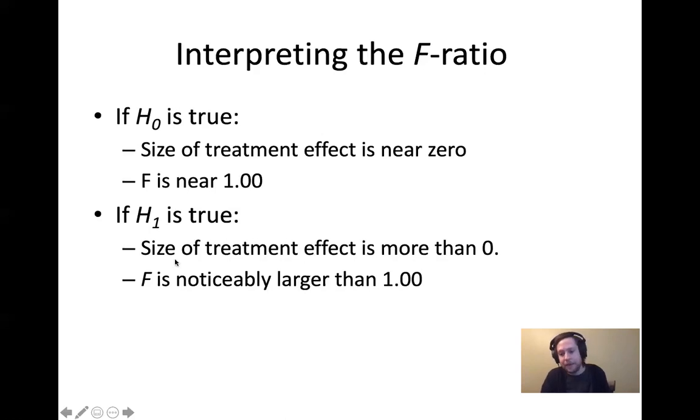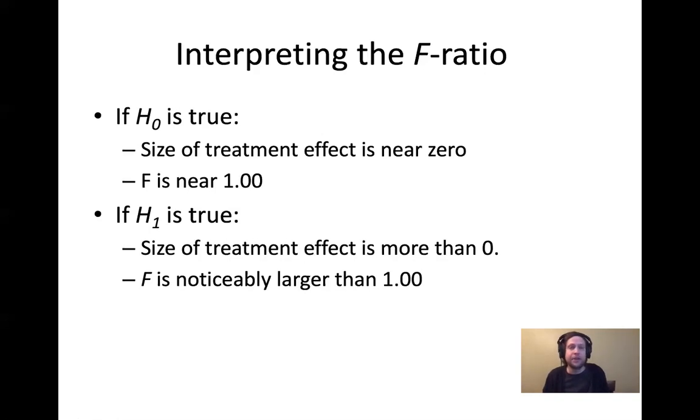The more likely you are to have a significant effect, the further away your F gets from 1, that is, the bigger your F gets. In this way it's the same as z and t, because for z and t, the further your test statistic gets from 0, that is, the bigger your z or t gets, the more likely you are to reject the null hypothesis and say that you have a significant effect. Same thing for F.